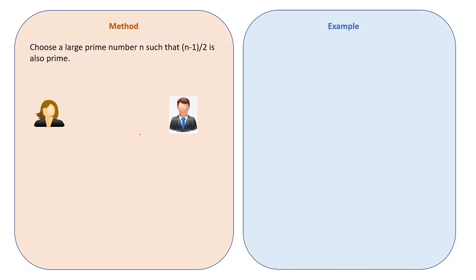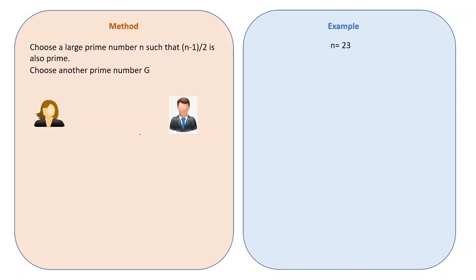So first, they choose a very large prime number n such that (n minus 1) by 2 is also prime. So in our example, say this n be 23. We are purposely not taking a large prime number just to keep the calculations simpler. So n equals 23 also satisfies this condition of (n minus 1) by 2 being prime, because (n minus 1) by 2 in this case is 22 divided by 2, which is equal to 11, and 11 is also a prime number.